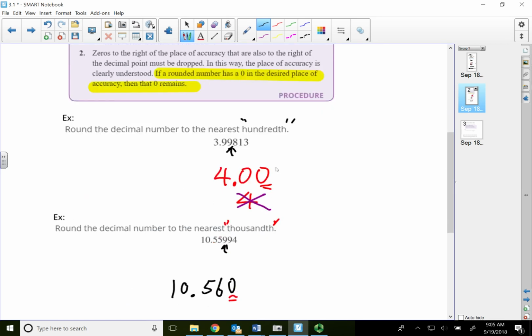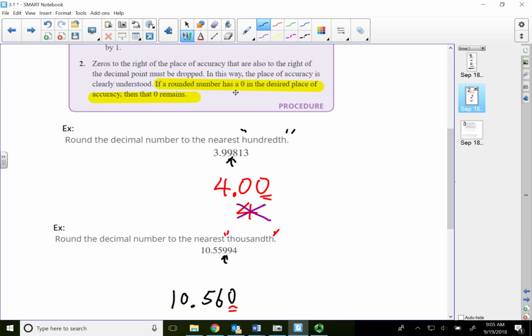All right. So it's just a quick lecture video on how to round decimal numbers. Just remember, if a rounded number has a 0 in the desired place of accuracy, then that 0 has to remain in that place. You have to write it.